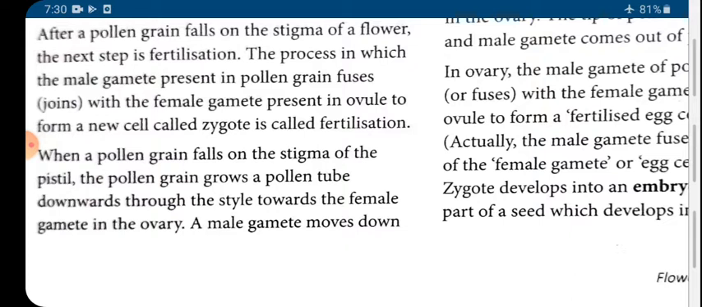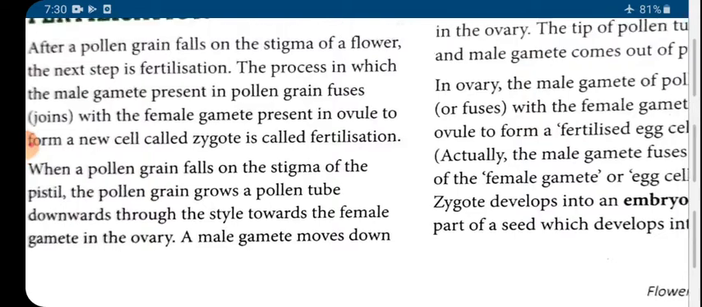बच्चों, when a pollen grain falls on the stigma, it grows a pollen tube. ये एक pollen tube को grow करता है नीचे की ओर, downwards through the style. Style is the neck structure of the pistil. Okay, then towards the female gamete in the ovary. That pollen tube goes downwards through the style and reaches the female gamete in the ovary.